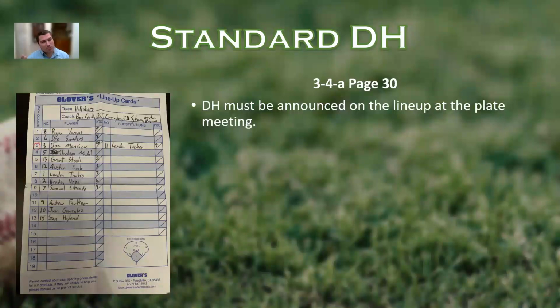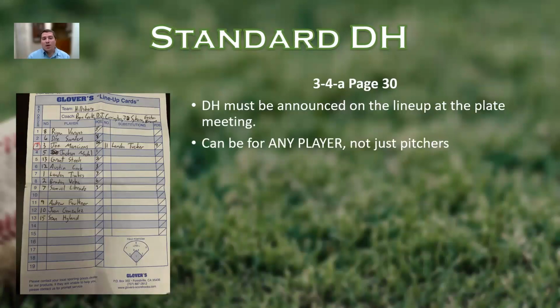Oh, I want this person to be in this. And at the plate meeting, if you are catching it as you are handed a lineup card, you are just saving a really big situation. The designated hitter must be announced on the lineup card at the plate meeting. If they do not announce a designated hitter, then the DH is done. You can't do anything. You can't add it later, okay?